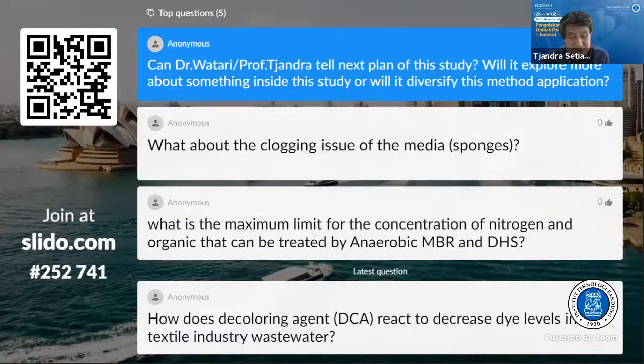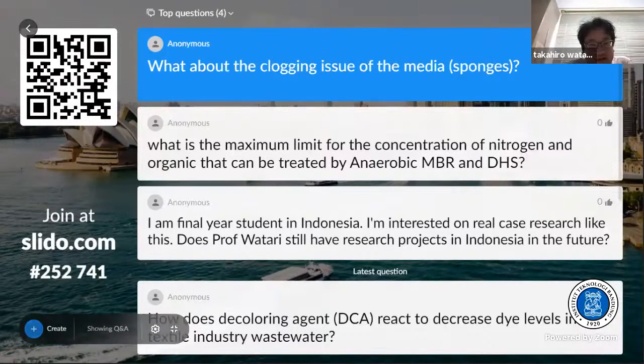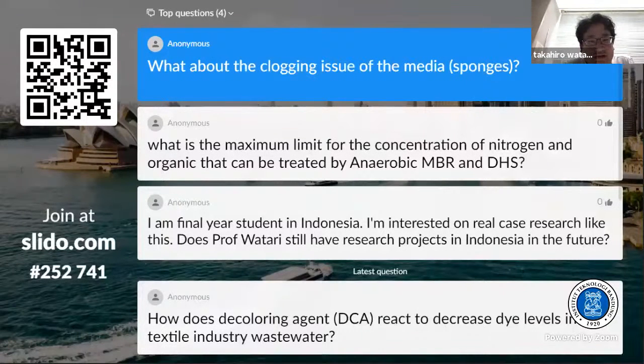I think this is one of the last questions because we have run out of time. Is there any clogging issue on the sponges? Until now, we don't have a clogging issue because the surface has many microorganisms that can eat. But my concern is, if directly applied to the DHS reactor, textile wastewater may contain some retained inorganic matter. So until now we don't have a clogging issue, but in the future maybe it will happen. But it is very easy to wash, so I think it is not a big problem for this DHS reactor.